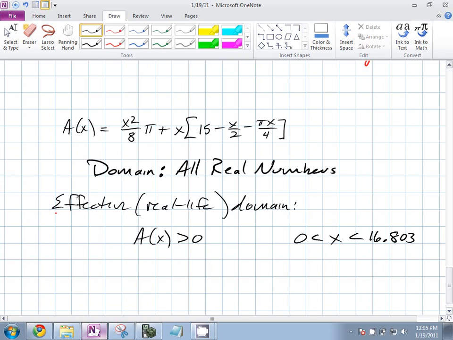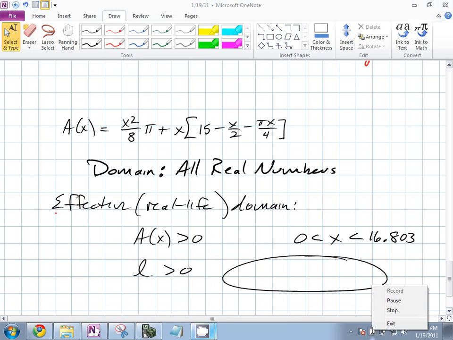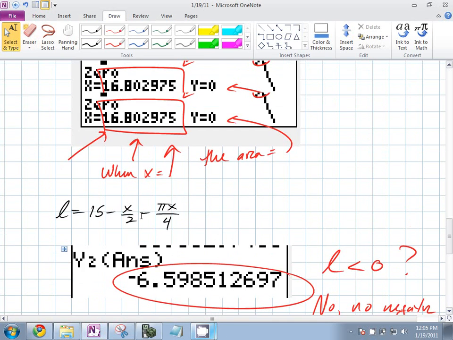Well, A has to be greater than 0, so L has to be greater than 0 too. So the question is, for L to be greater than 0, what does x need to be? For L to be greater than 0, what does x need to be? And do we have a function for L? Yeah, we have a relationship here. Where is this? Right there it is.